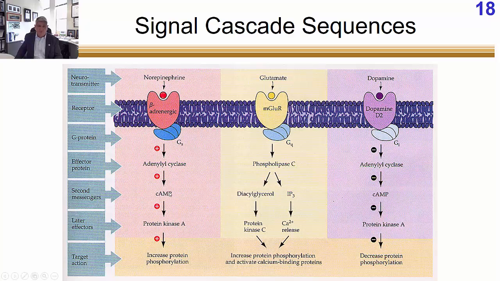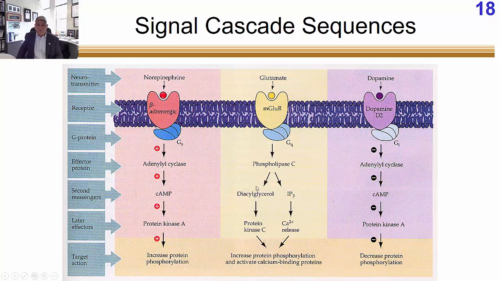So some important ones you'll see: cyclic AMP. Cyclic AMP can have the same pathway that results in 2 different processes depending on how that neuron recognizes the end product, protein kinase A.